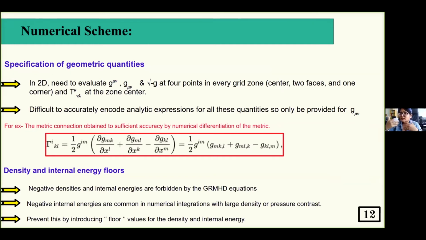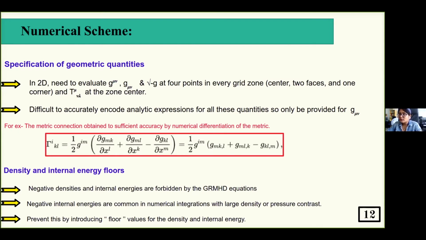It would be difficult to accurately encode analytic expressions for all these quantities. So HARM is coded so that an analytic expression needs only to be provided for G mu nu, and all the other geometric quantities are calculated numerically. For example, the Christoffel symbols are obtained to sufficient accuracy by numerical differentiation of the metric. So this minimizes the risk of coding errors in specifying the geometry in the code. It also minimizes the coordinate dependence, making it relatively easy to change coordinate systems.